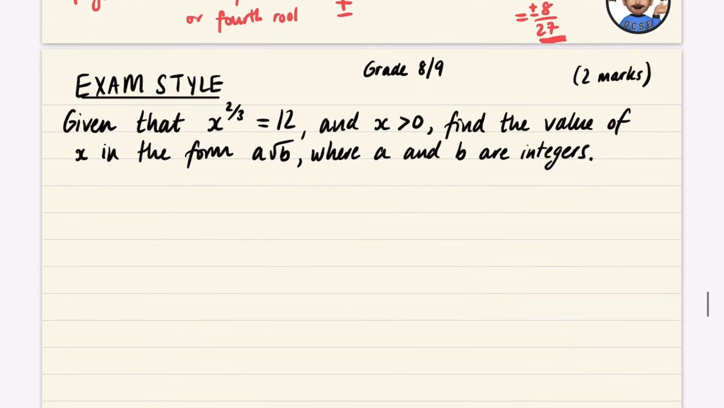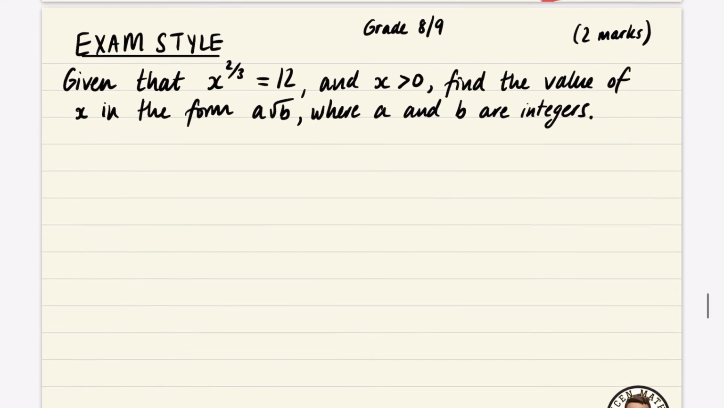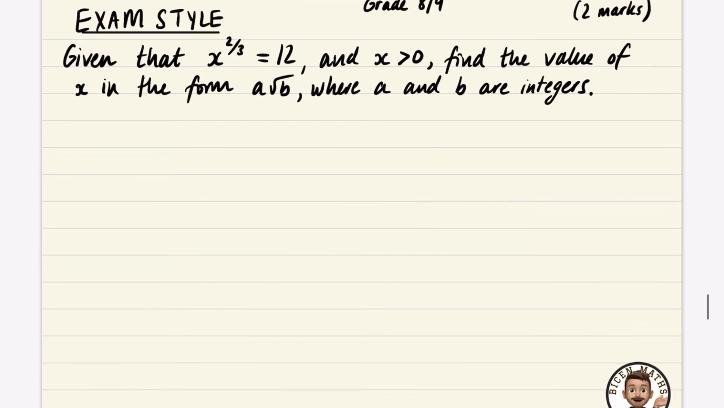So the reason I've said that is because it says that x is greater than 0, and that's made me think, oh, there's probably going to be 2 answers. There's going to be the plus version and the minus version. So let's see how it goes with this one. My apologies for that part.